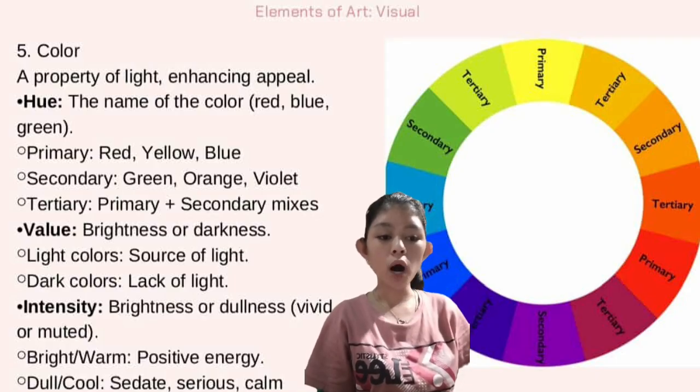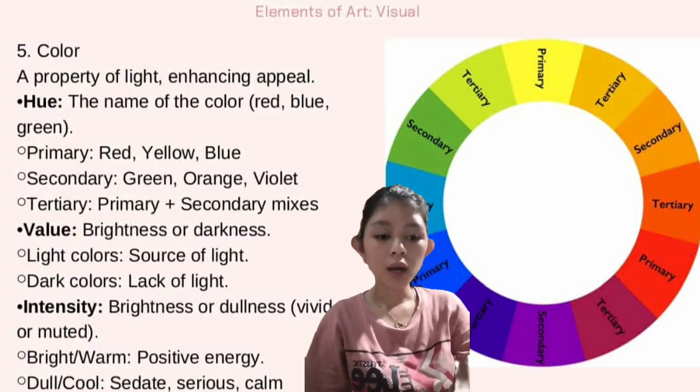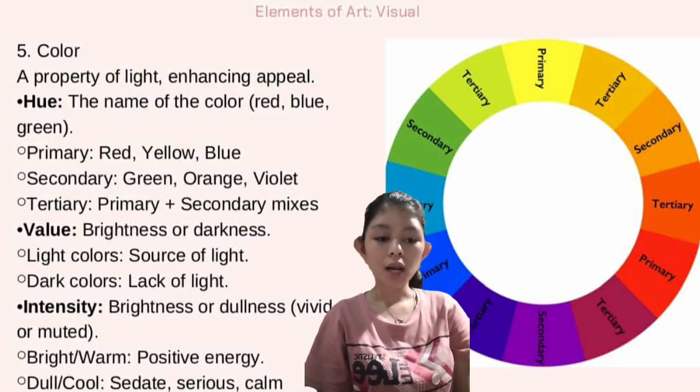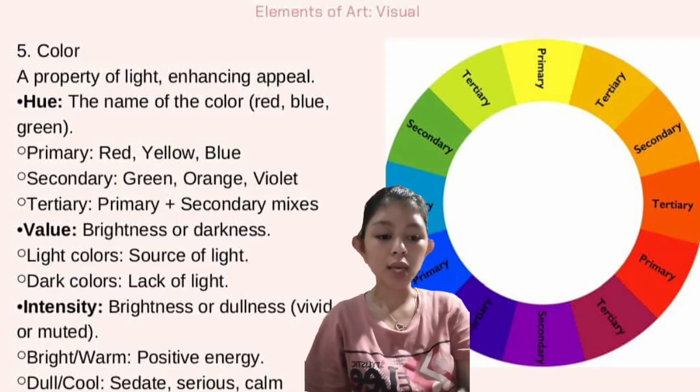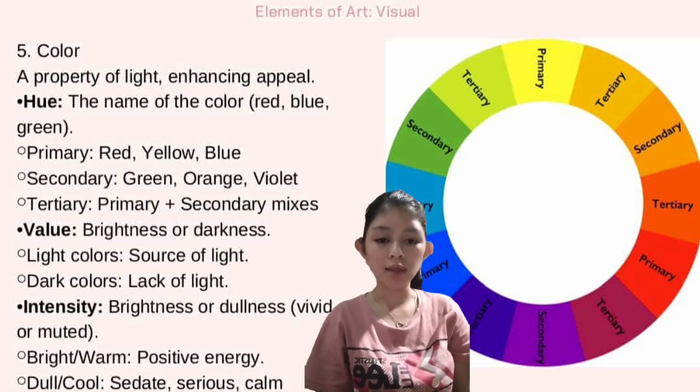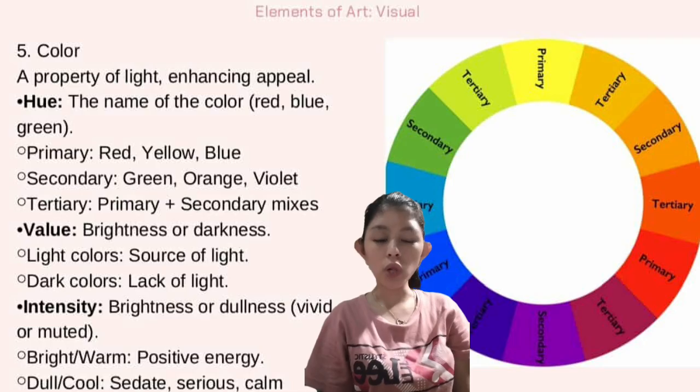Value refers to how light or dark a color is. Light colors are like brightness or a source of light. Dark colors are like shadow or the absence of light. Intensity refers to the brightness or dullness of a color. Bright, warm colors like red, orange, yellow create feelings of energy, warmth, and positivity. Dull, cold colors like blue, green, violet give a calm, serious, or relaxed expression.